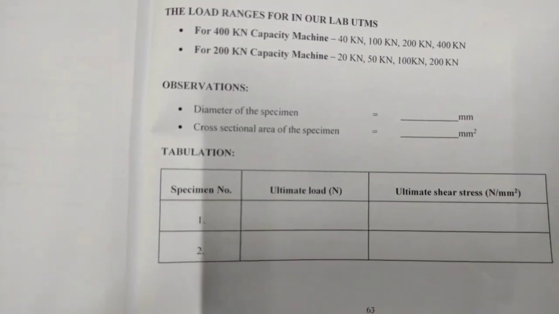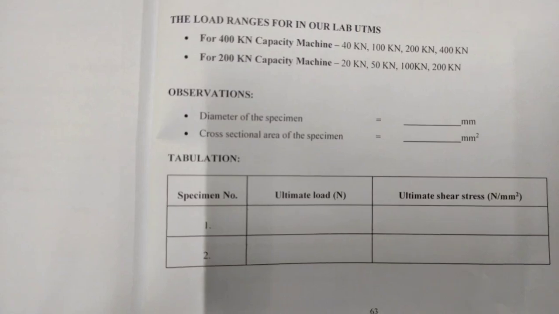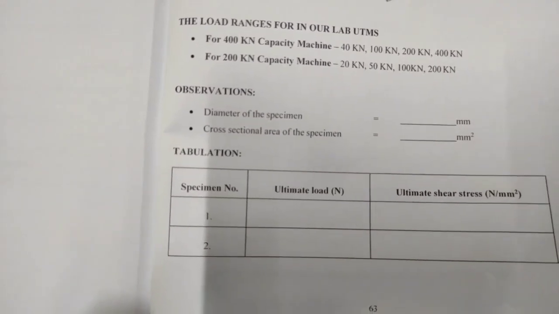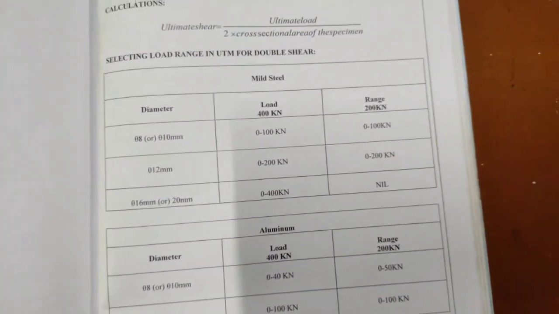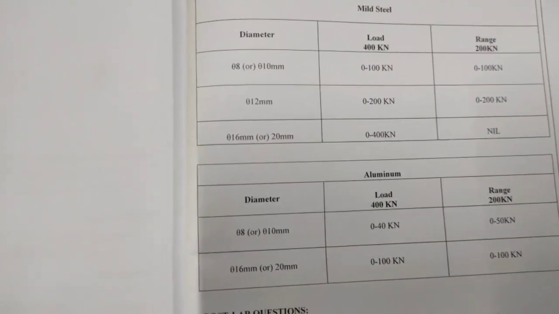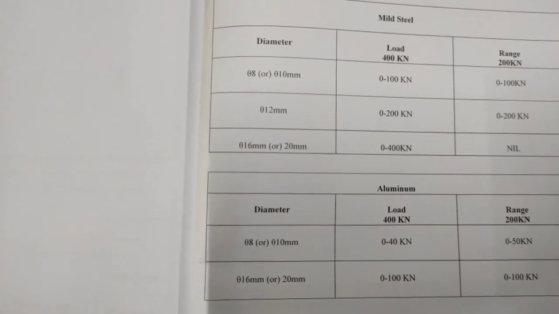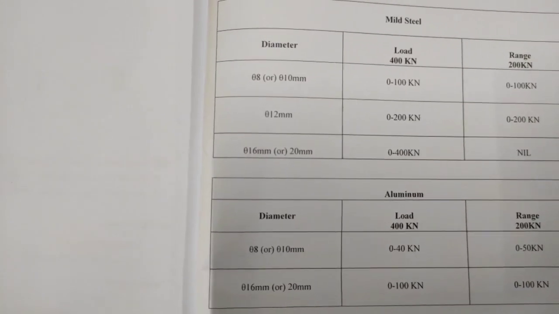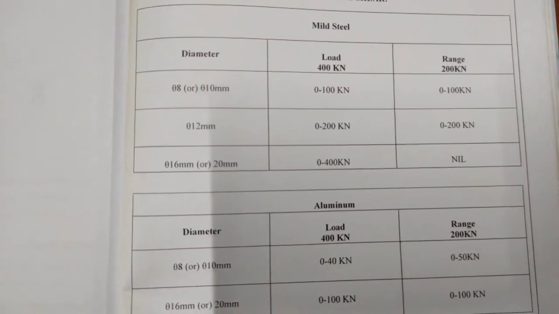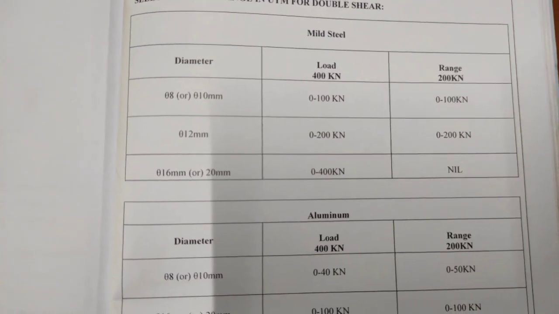We will be noting down the ultimate load value, that is the maximum load at which the material fails, and the corresponding shear stress or strength of the material. With respect to the specimen, we have two different types of cross section. One is 8 mm and the other is 12 mm, and the corresponding load ranges are given here with respect to the two machines.